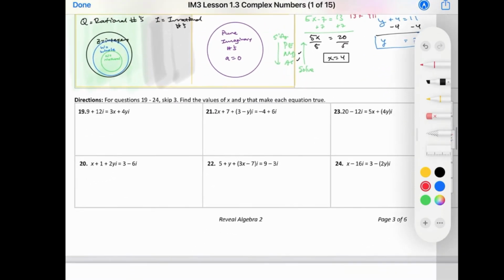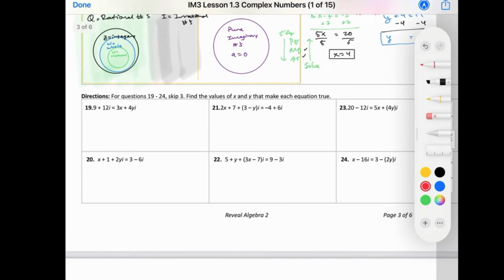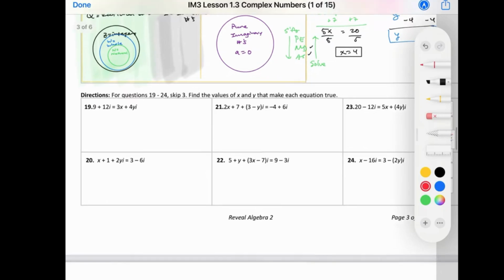Okay, so down here, questions 19 to 24, skip 23, same directions. Find the values of x and y that make each statement true. Go ahead and press play if you'd like to see me do it step by step.